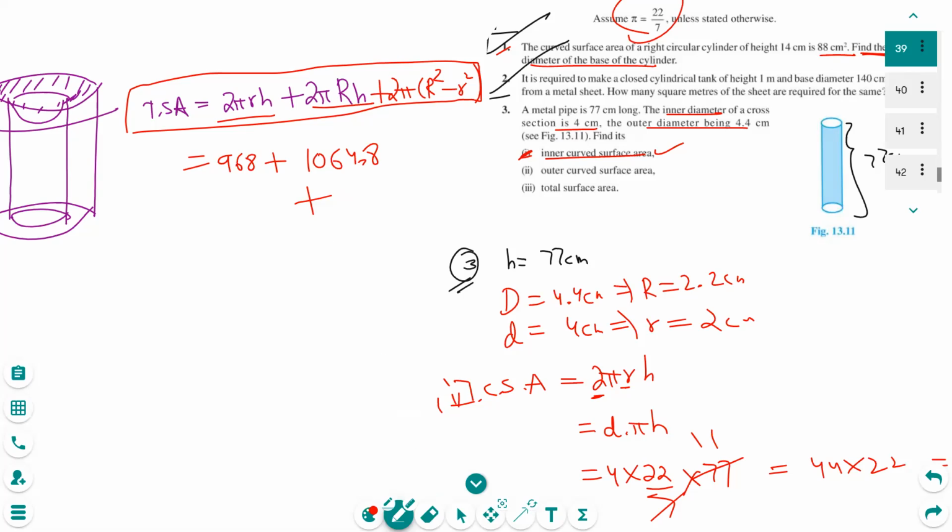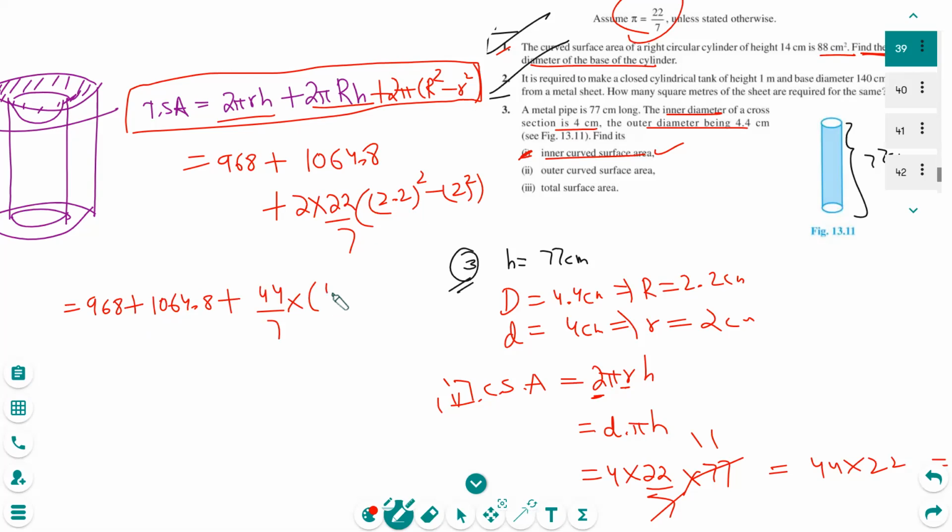Let me do it, if someone is not getting it. What we need to do is put the value of pi as 22 by 7, 2.2 square minus 2 square. That is just putting the values only. 968 plus 1064.8 added with 44 by 7. Then 2.2 square is 4.84 minus 4. If we just multiply these things and add with this, I'm just multiplying it with 0.84.